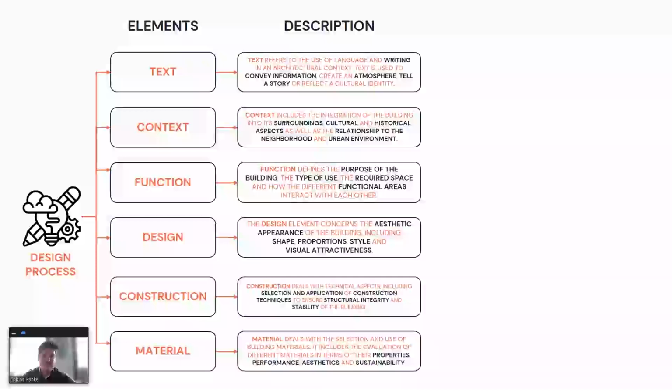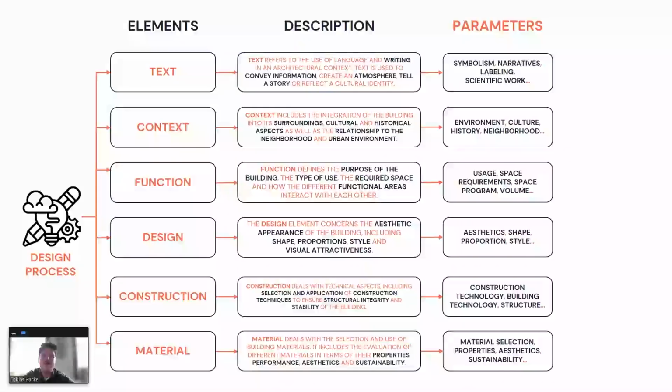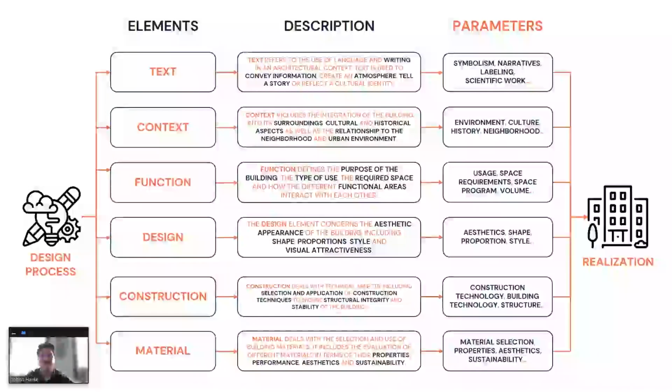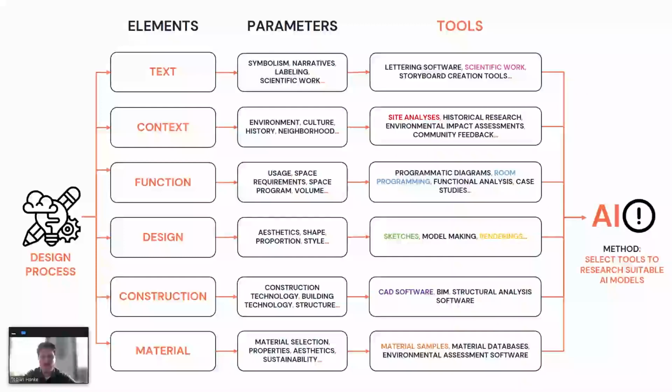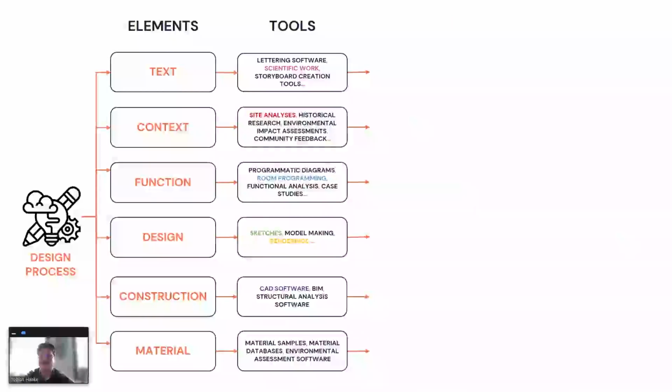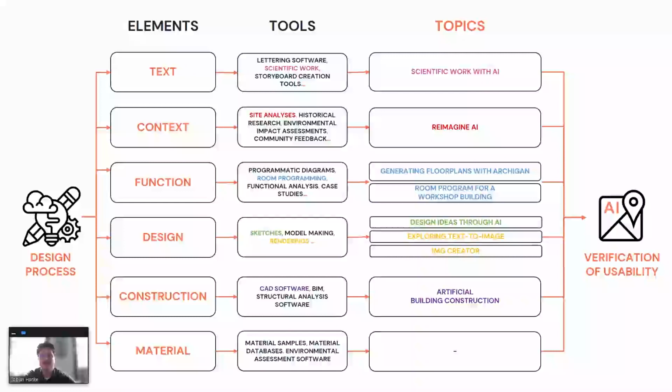This rule forms elements, and with the description come different keywords to our mind, and these keywords are used to form parameters. And all parameters combined lead to the result of the design process and the realization of a project. With the assignment of tools to these form parameters, the question is where AI is located as a design tool in the whole process. And with the pick of tools, the students created topics to analyze the verification and usability of AI in the design process.